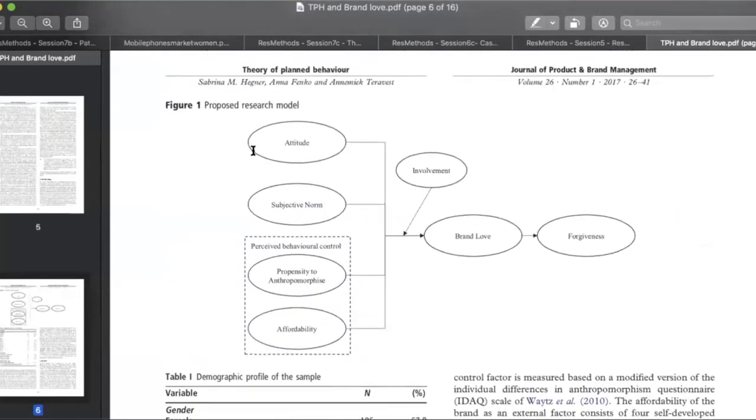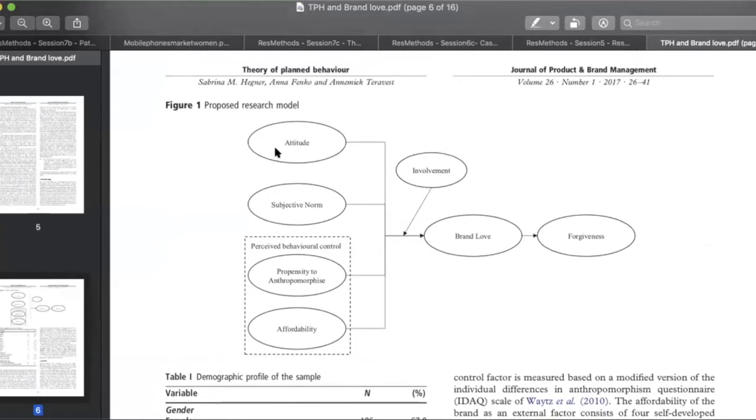Now look at it. Proposed research model. When you say the words proposed research model, it means that this is my conceptual framework. Why? Because, please, Mausi, give me a second. I should say which paper.